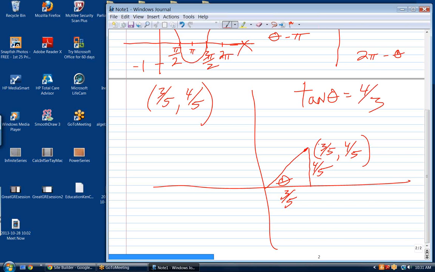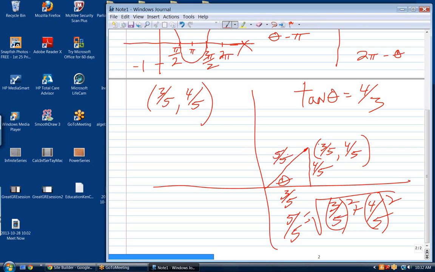Okay. In order to get the sine and the cosine of theta, I guess we need to solve the Pythagorean theorem for this number. So 3/5 squared plus 4/5 squared. When you do that math, you're going to get 5/5. So I got, yeah, 1. So this is 5/5, the hypotenuse. I solved for it exactly.